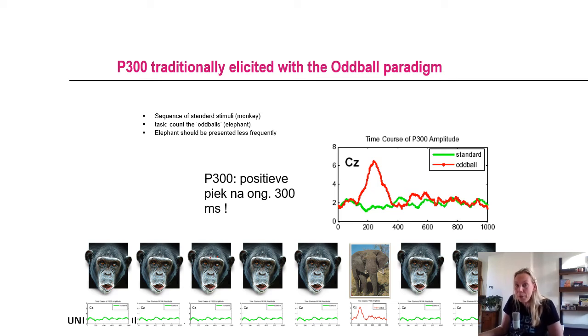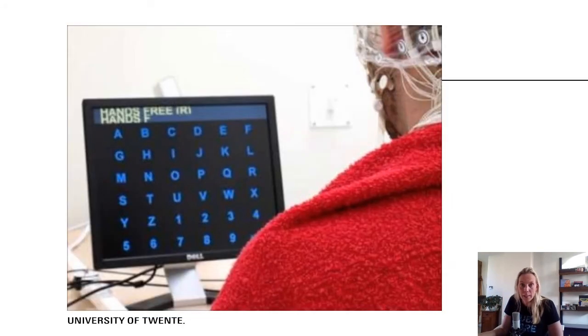We can use this P300 in a brain-computer interface. How? We've invented a clever way for this. If you want to let a person spell a word with their brain activity, you have the participant look at a matrix with all the letters included, and you have to focus on a certain letter. For example, now he has to copy the words hands free, and now he wants to spell the letter R.